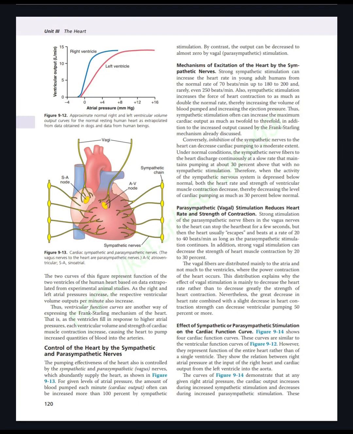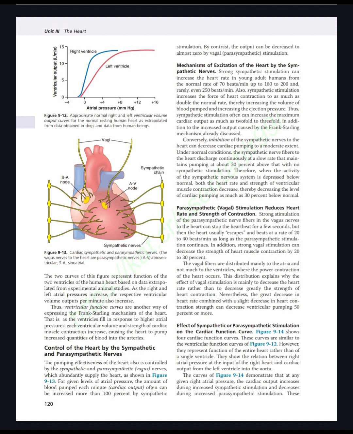Now let's come to the next page, that is page number 120. The mechanism of excitation of the heart by the sympathetic nerve. Strong sympathetic stimulation can increase the heart rate in young adult humans from a normal of 70 to 180 to 200, rarely even 250 beats per minute. Sympathetic stimulation increases the force of heart contraction to as much as double the normal rate, thereby increasing the volume of blood pumped and increasing the ejection pressure. The sympathetic stimulation can increase the maximum cardiac output as much as two- to threefold, in addition to the increased output caused by the Frank-Starling mechanism.